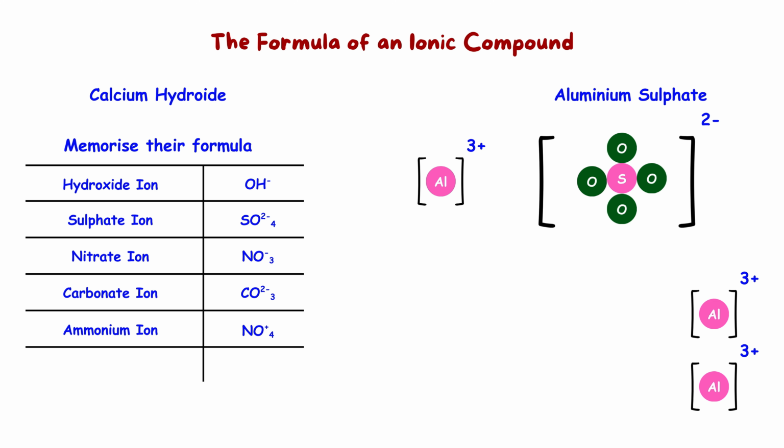When we put this all together, the correct formula becomes 2 aluminium ions and 3 sulfate ions. In written form, this would be aluminium subscript 2, sulfate in brackets followed by subscript 3.